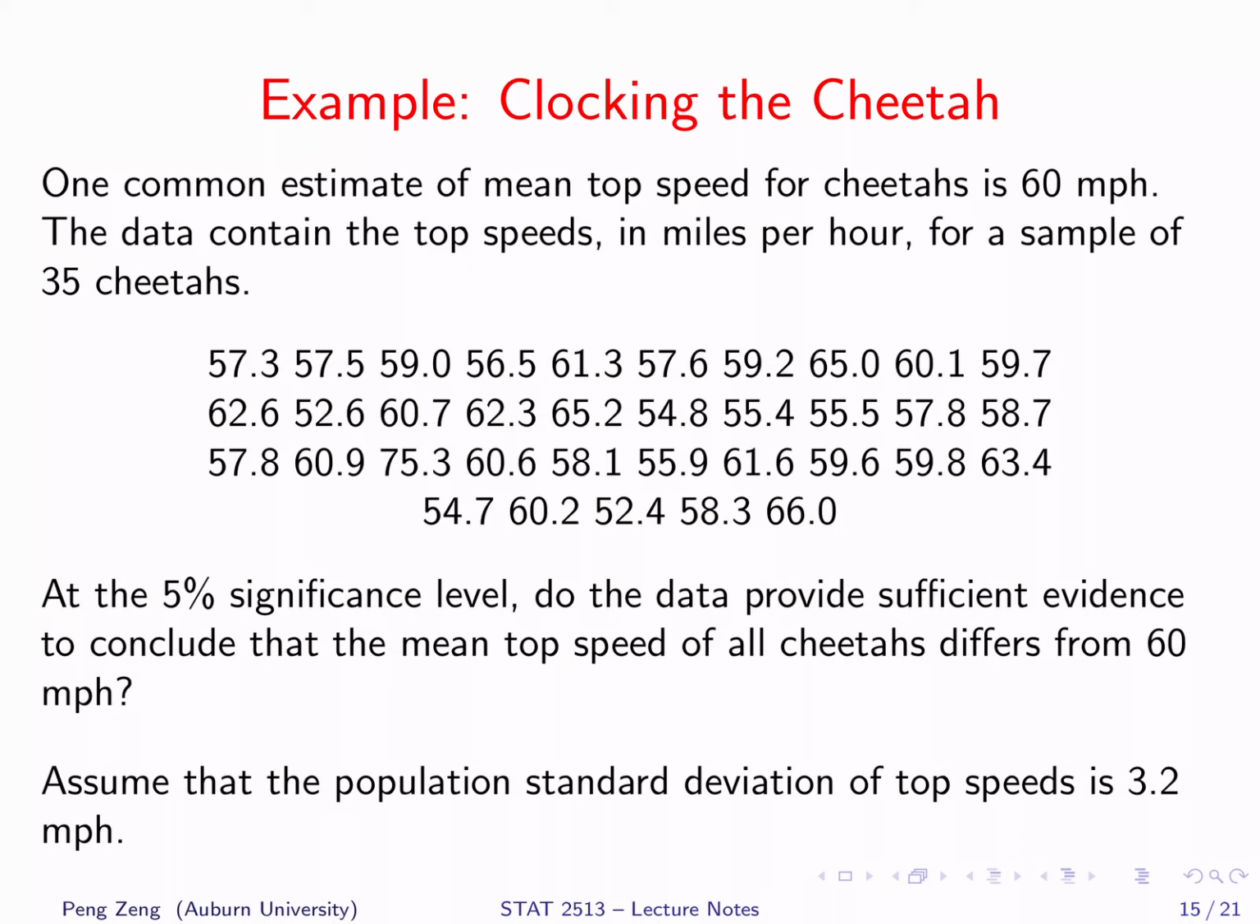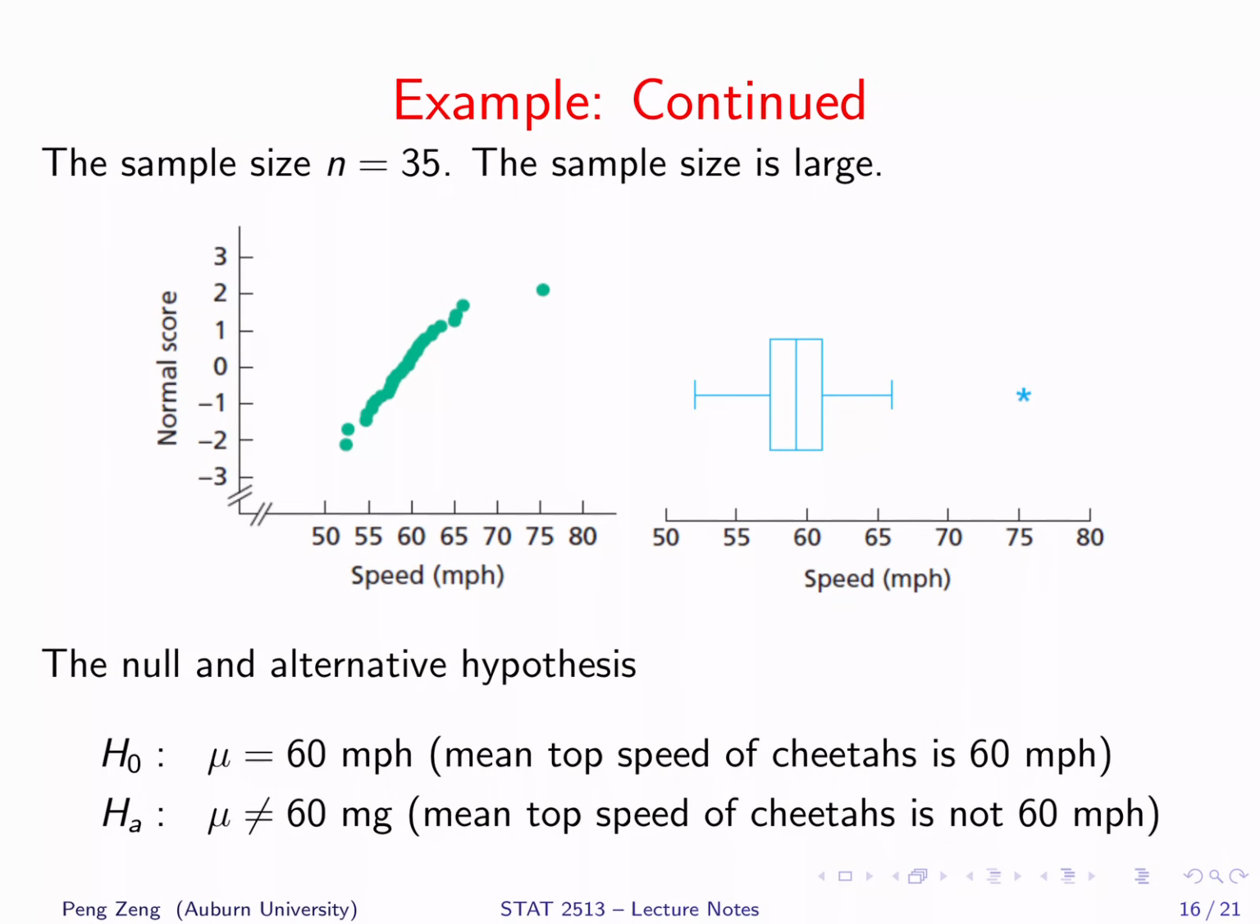The sample size is 35 and it is large. We may not need to worry about the normality assumption, but we still need to check outliers. The slide shows the normal probability plot and the box plot. From the normal probability plot, we can clearly observe one outlier, which is also confirmed by the box plot. In practice, in order to check outliers, you do not need to draw both plots. Usually, the box plot is enough.